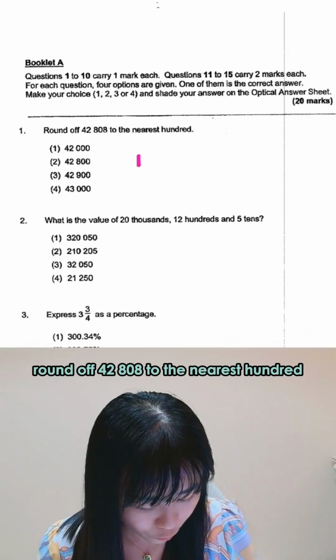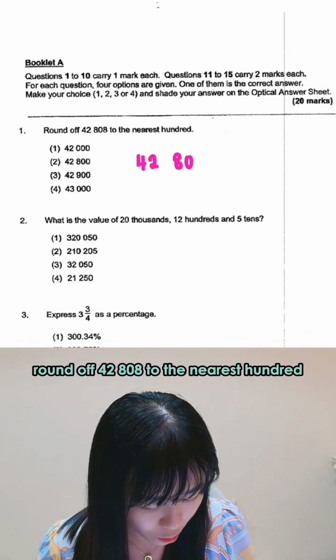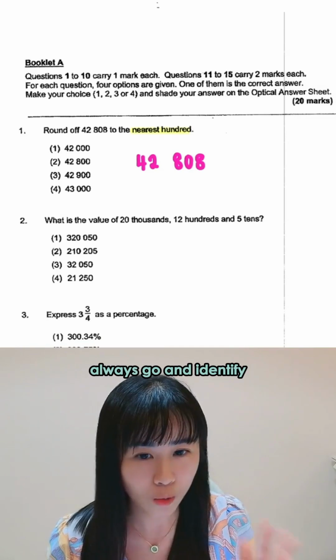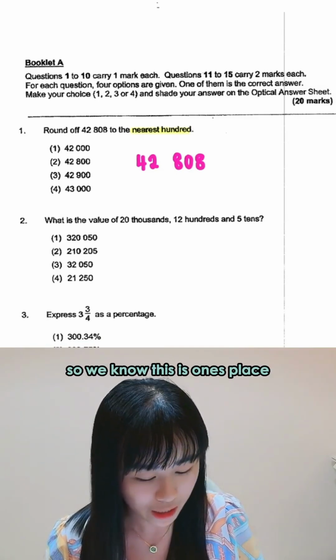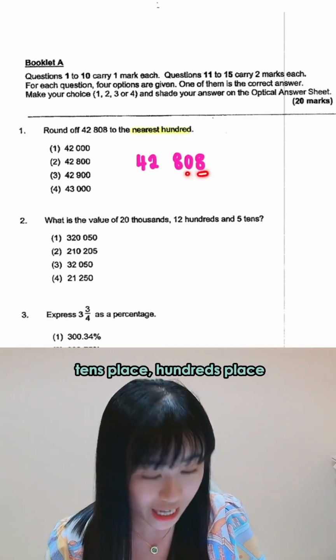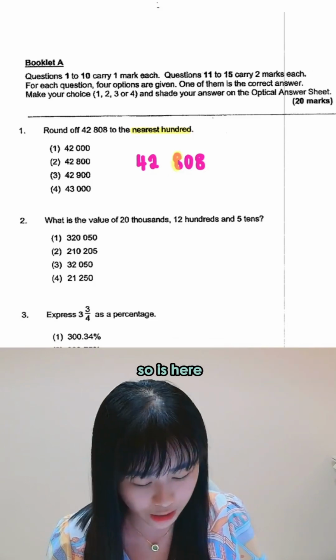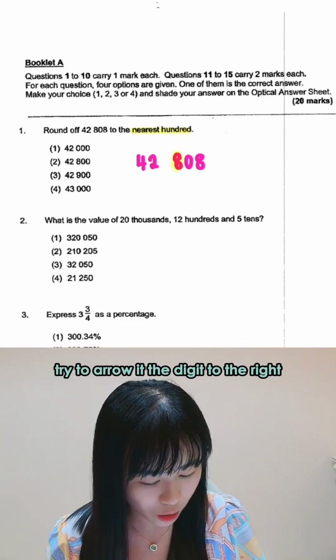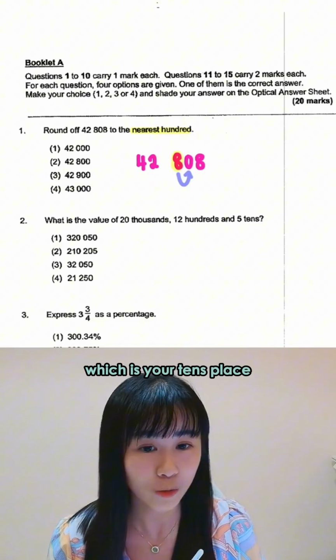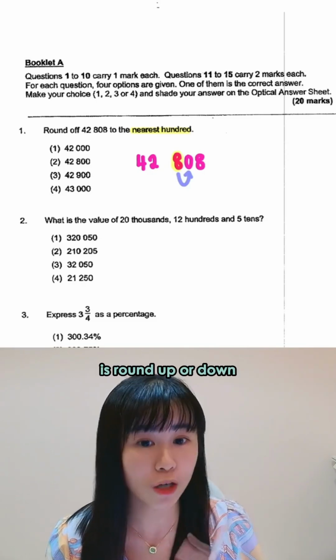Round off 42808 to the nearest 100. Always go and identify where your 100 place is first. So we know this is 1's place, 10's place, 100's place, right? So it's here. After you identify already, try to arrow the digit to the right, which is your 10's place, because this digit will tell you whether to round up or down.